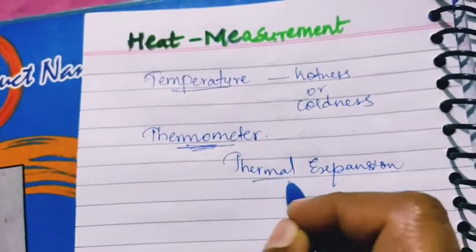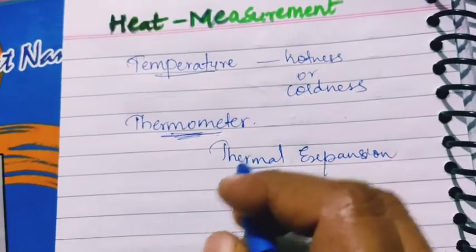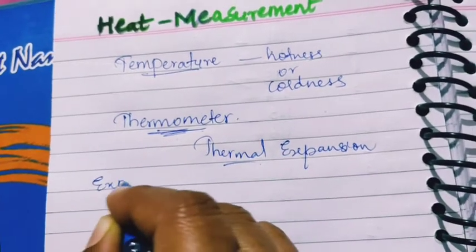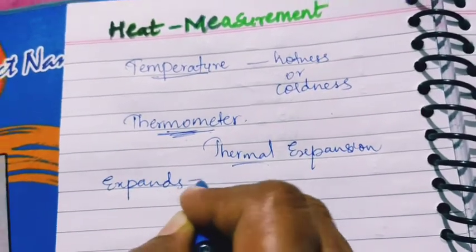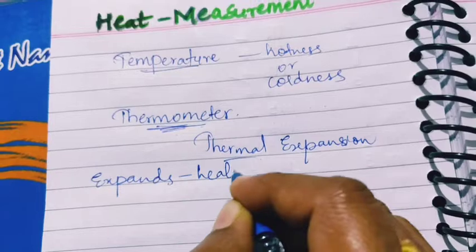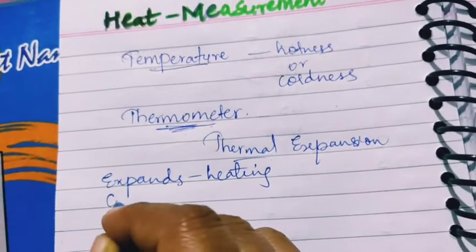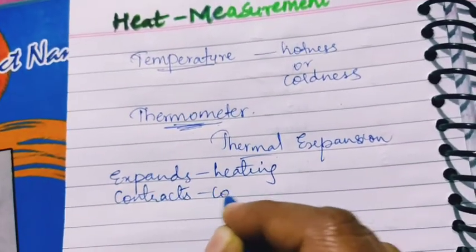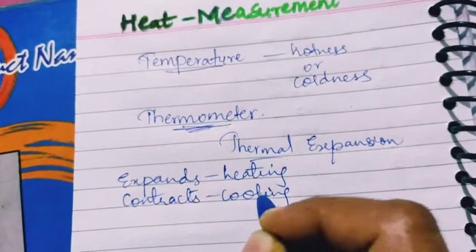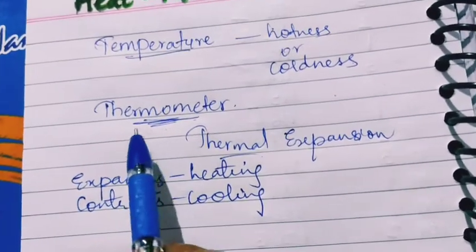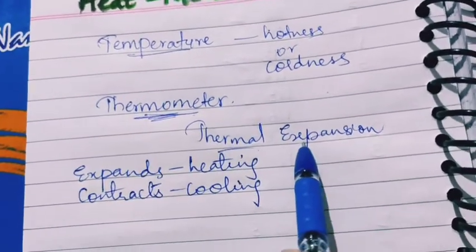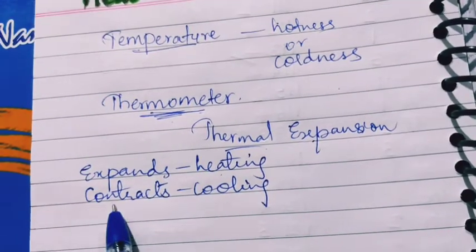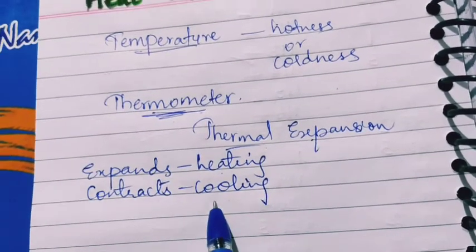Thermal expansion means matter expands on heating and contracts on cooling. So, the thermometer works on the principle of thermal expansion: the matter expands on heating and contracts on cooling.